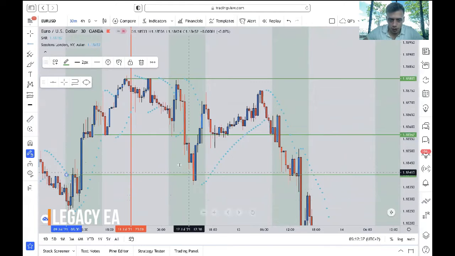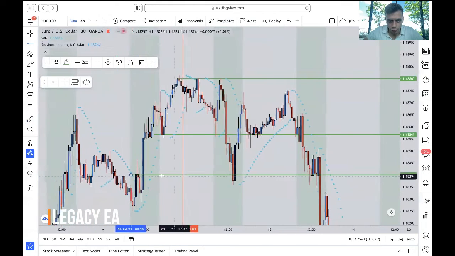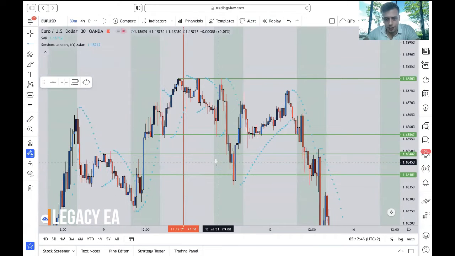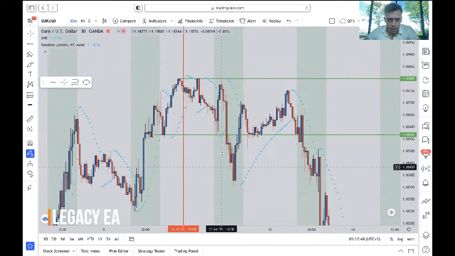My profit would have been right here. My take profit level would have been right there, and I would have had one here as well. So these are take profit levels that you can take. All right, so that's for that day. We have a daily take profit.